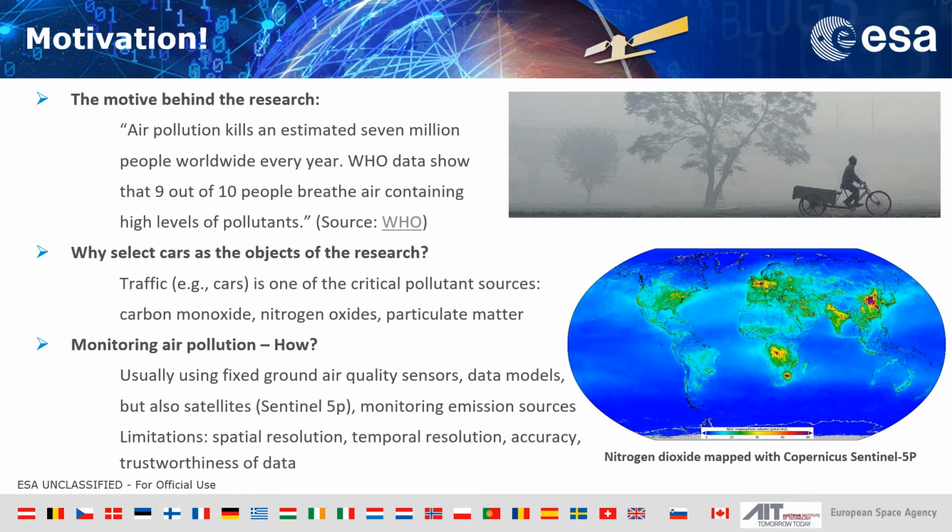It produces carbon monoxide, nitrogen oxides, particulate matter. So monitoring it as an emission source would really help planning and also responding to certain levels of air pollution. Monitoring air pollution has, of course, different methods applied in general, usually using fixed ground air quality sensors, satellite data, monitoring emission sources, and data models. But some of them lack spatial resolution, temporal resolution, as well as accuracy.